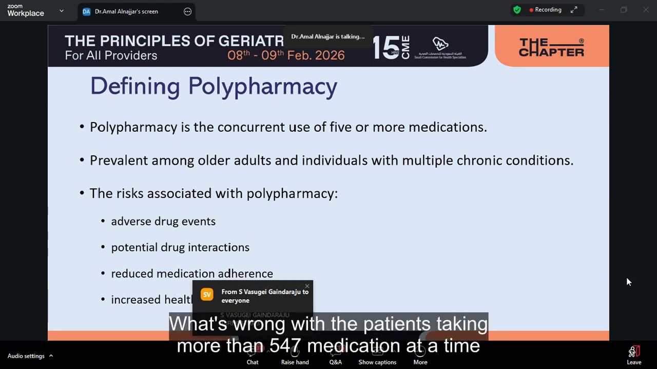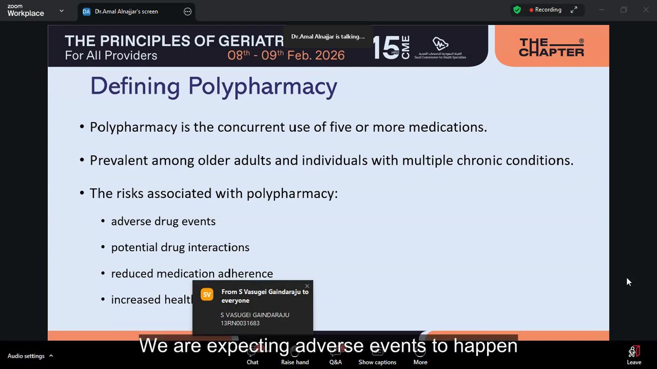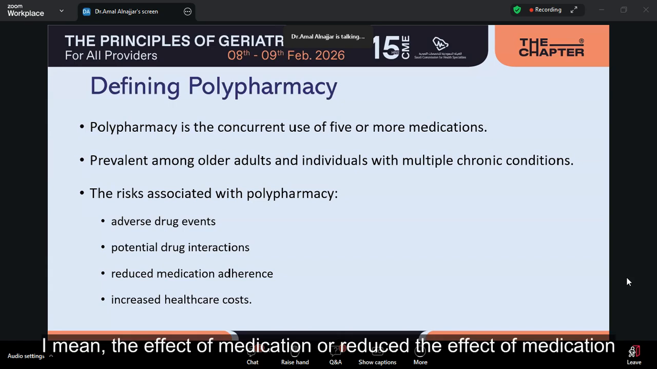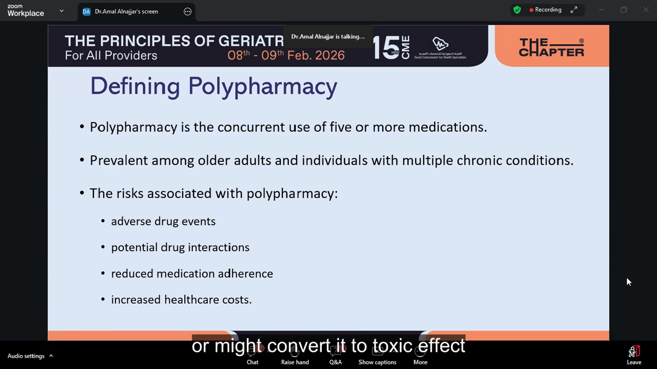What's wrong if the patient is taking more than 5 or 7 medications at a time? We are expecting adverse events to happen. Potential drug-drug interaction. We know that drug-drug interaction either potentiates the effect of the medication, or reduces the effect of the medication, or might convert it to a toxic effect.